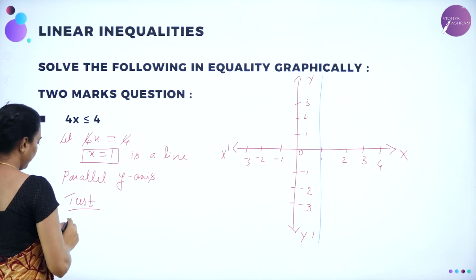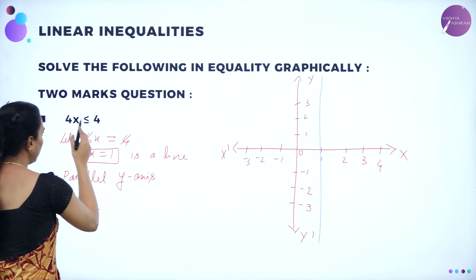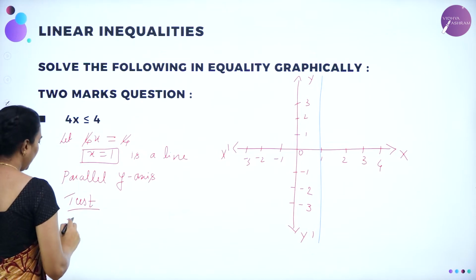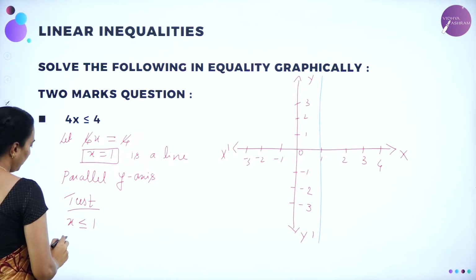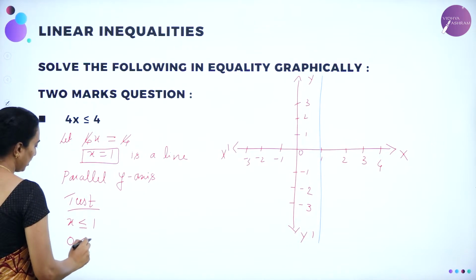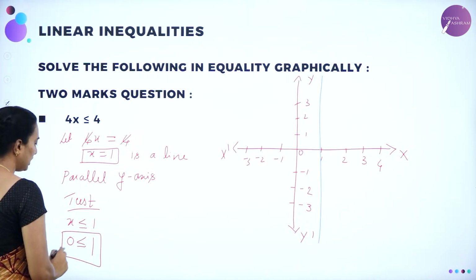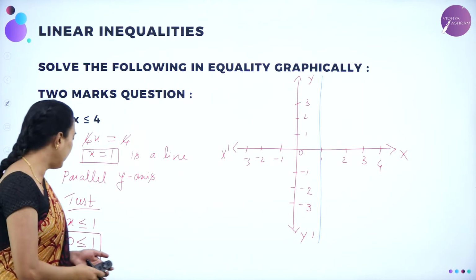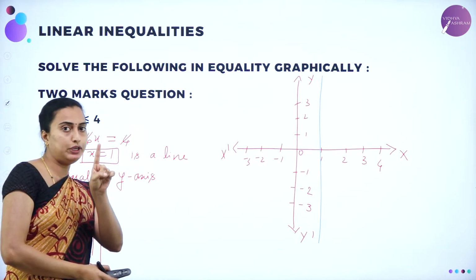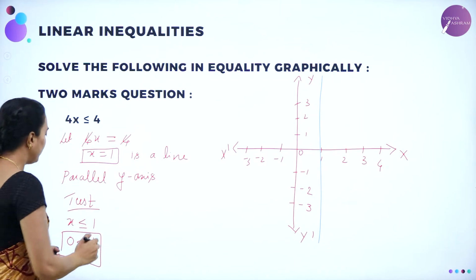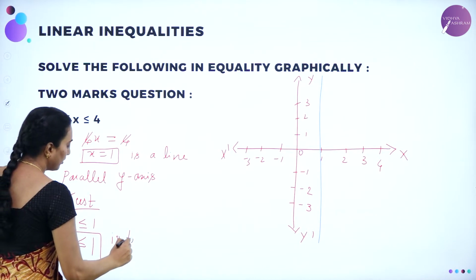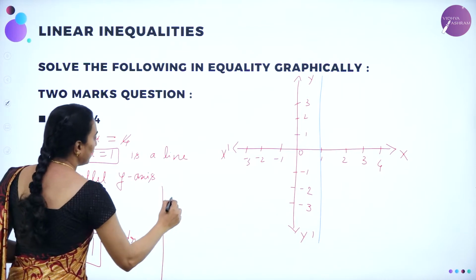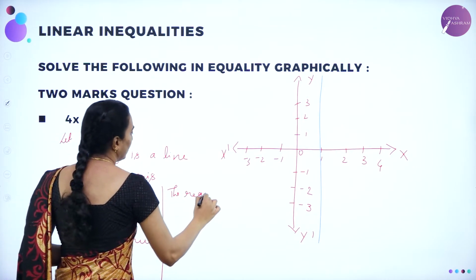So you have 4x, which is lesser than or equal to 4. If you divide throughout by 4, it will be x is lesser than or equal to 1. Now you need to test for the origin. 0 is lesser than or equal to 1. It is true. See, one condition will be true. 0 is never equal to 1, but 0 is lesser than 1. If they have given a slack inequality, one condition will be true. Okay. So then it will be true. So yes, true. So if it is true, the region will be towards the origin.